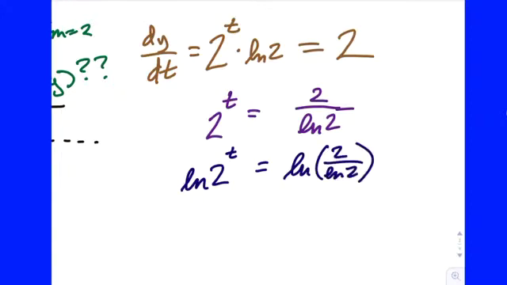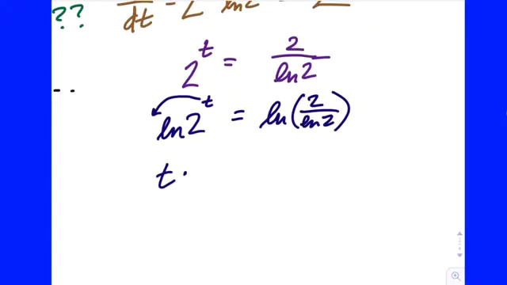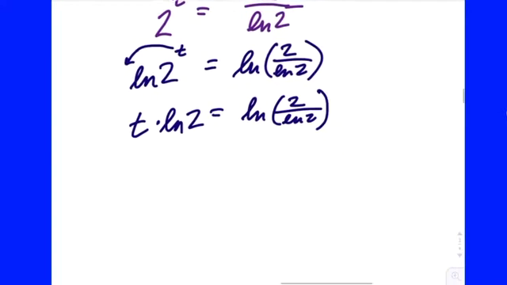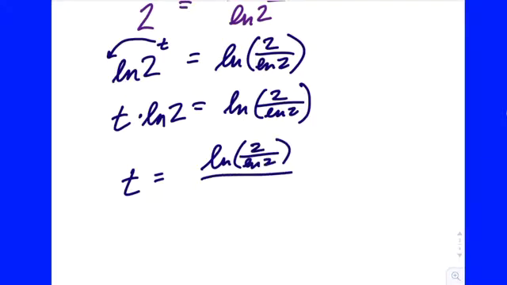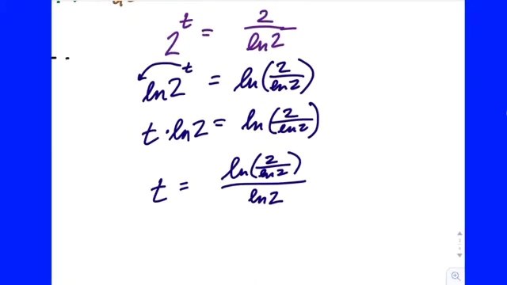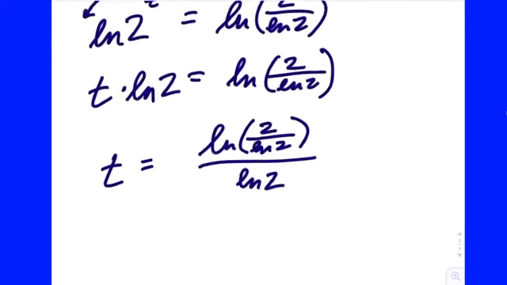And we've already seen this today. Logs essentially linearize exponential functions. So you bring the t out front, equals the natural log of this, 2 over the natural log of 2. And now all we got to do to solve for t is divide by the natural log of 2. So we get this wonderful thing, the natural log of 2 over the natural log of 2, all over the natural log of 2. And that's it. That's the exact answer. That is the location where the derivative is 2.